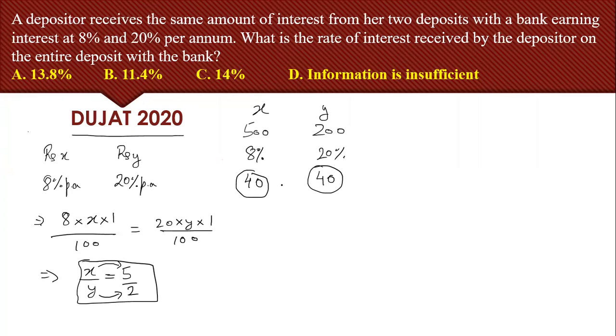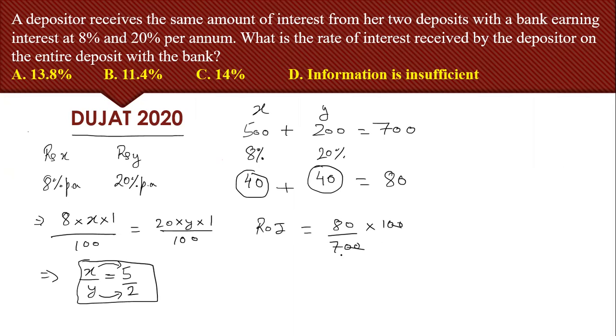What is the total interest that I got? I got 80 rupees as the interest. What was the total amount deposited? Total amount deposited was 700. Now, what is the rate of interest for the whole amount? It will be 80 by 700 into 100.